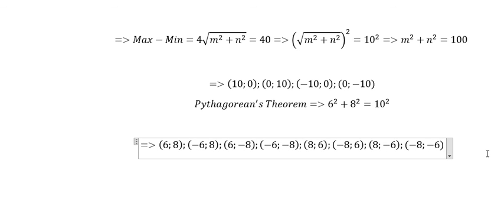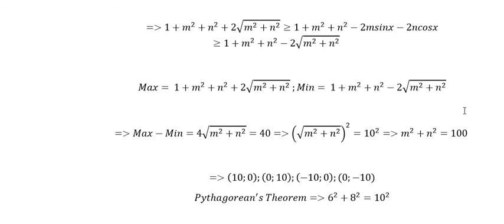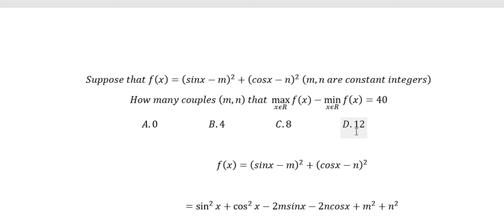So here we can conclude that there are 12 couples (m, n) because we count all of them like this, and the answer for the question is D. That's the end.